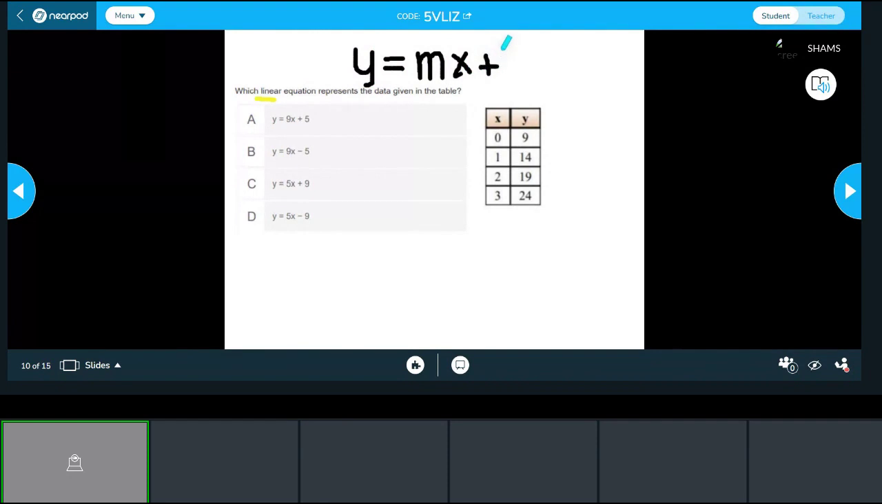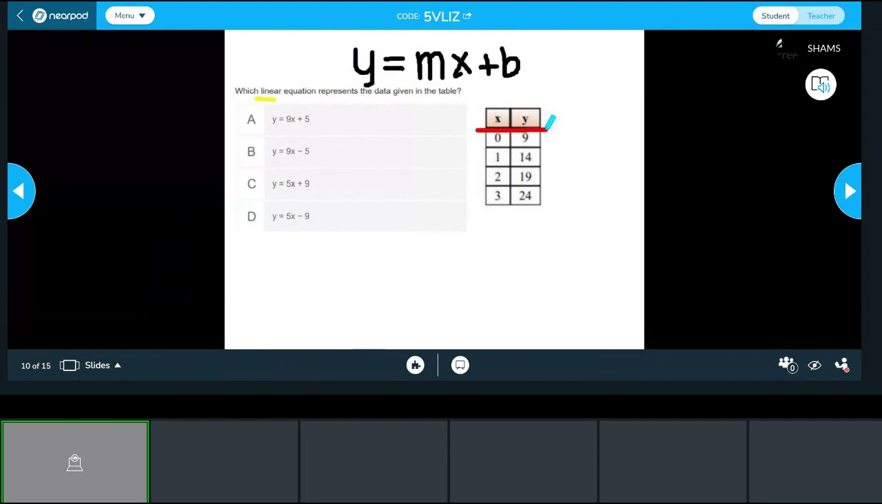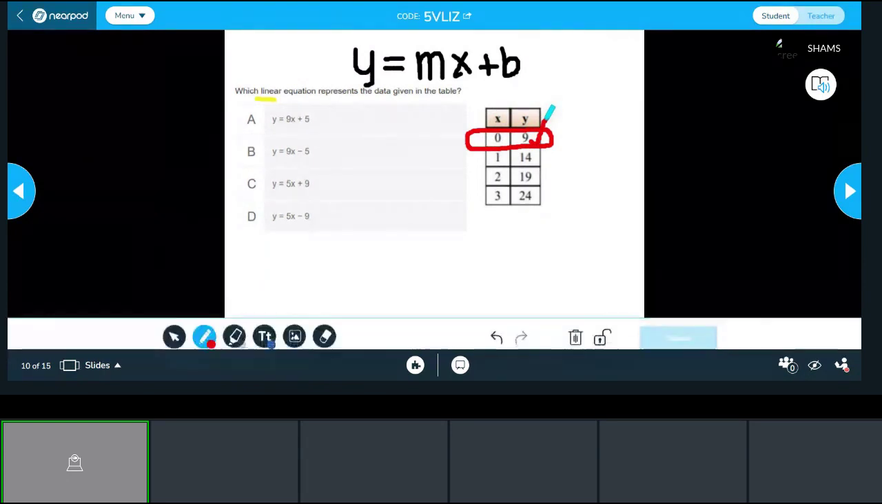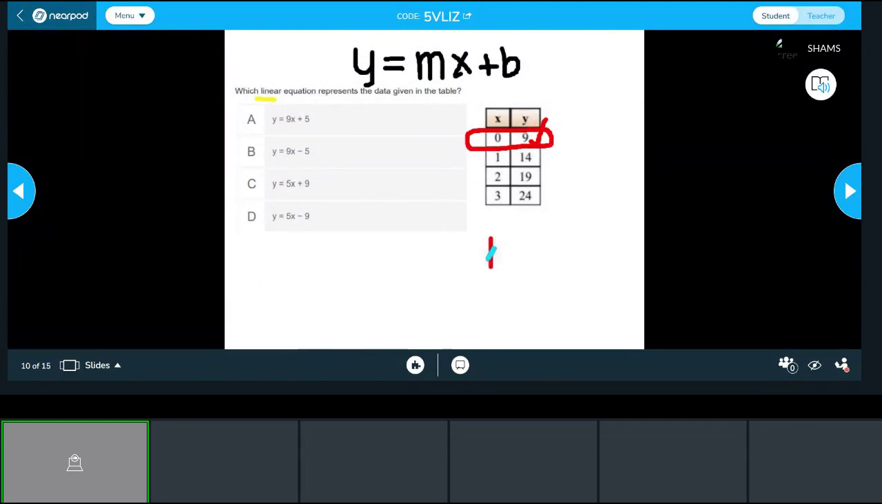Mx plus b, right? B is the y-intercept. B sometimes is given in the table. When x is 0, the corresponding y value is the b. In this case, b will be 9. So I know the equation should end with plus 9 because it is positive 9.